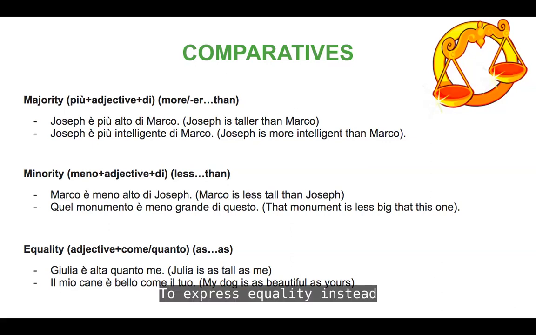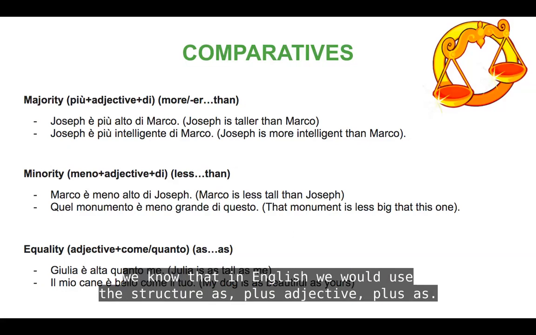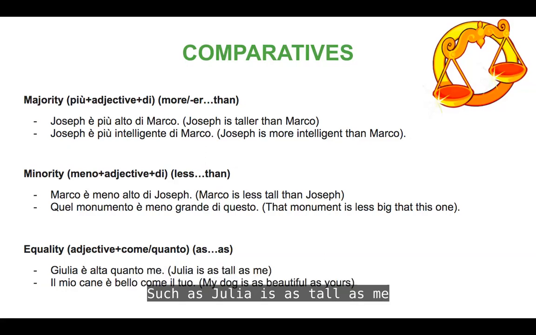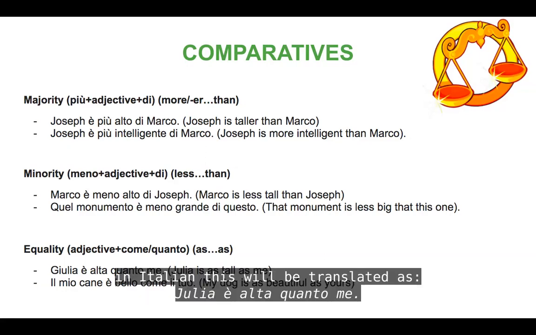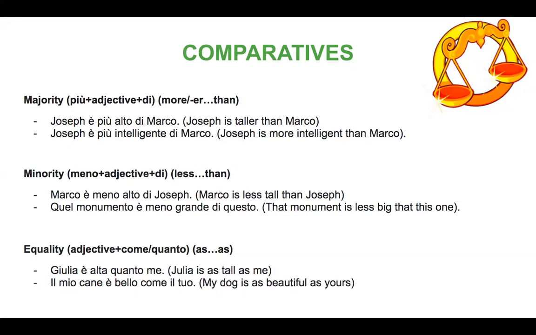To express equality instead, we know that in English we would use the structure as plus adjective plus as, such as Giulia is as tall as me. In Italian, this will be translated as Giulia è alta quanto me. And so the adjective will be followed by either come or quanto.